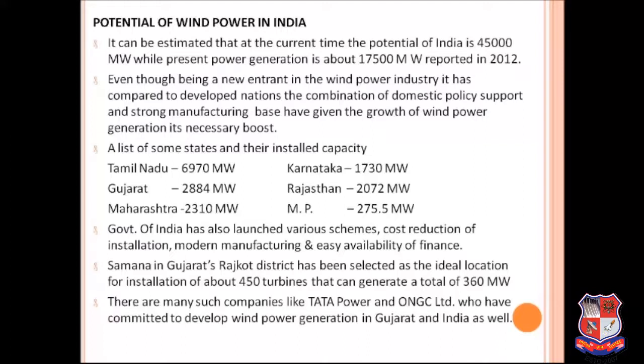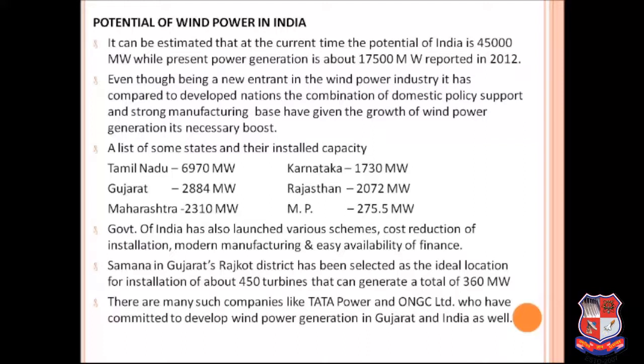The potential of wind power generation in India. The potential of wind power in India is inexhaustible. It can be estimated that at the current level, which would be around 8 to 10 years back, the amount of energy generation potential in India would be a staggering 45,000 megawatts or more, while during the present situation, that is during the year 2012, it was around 17,644 megawatts as reported in the same year.